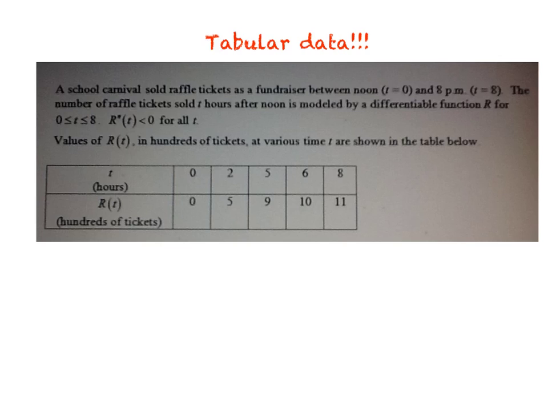A school carnival sold raffle tickets as a fundraiser between noon, so that's when time is 0, and 8 p.m., t equals 8. The number of raffle tickets sold t hours after noon is modeled by a differentiable function r for 0 < t < 8. r double prime of t is less than 0. So hopefully you're thinking right away, double prime, we're thinking concavity, less than 0, negative, concave down. Values of r of t, and there's our units, hundreds of tickets. Remember we talked about it's all about the units. At various times t are shown in the table.